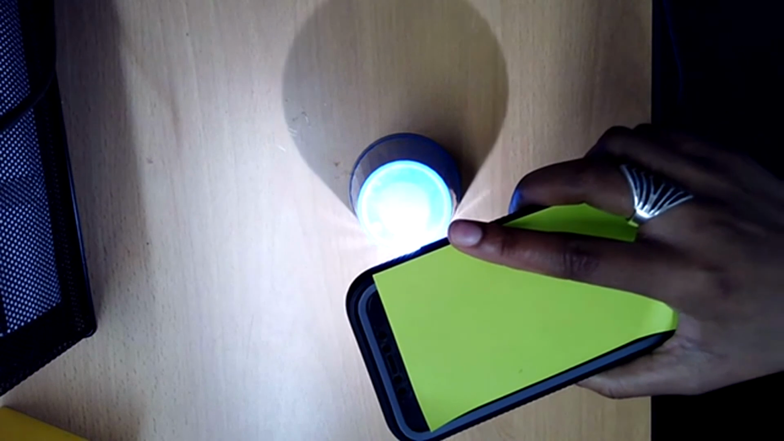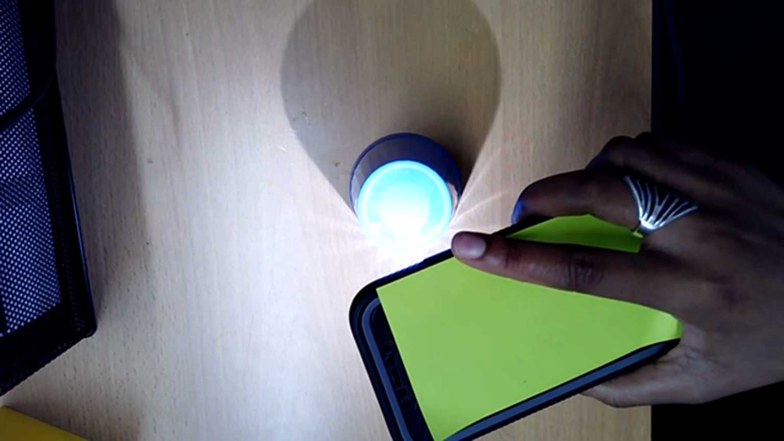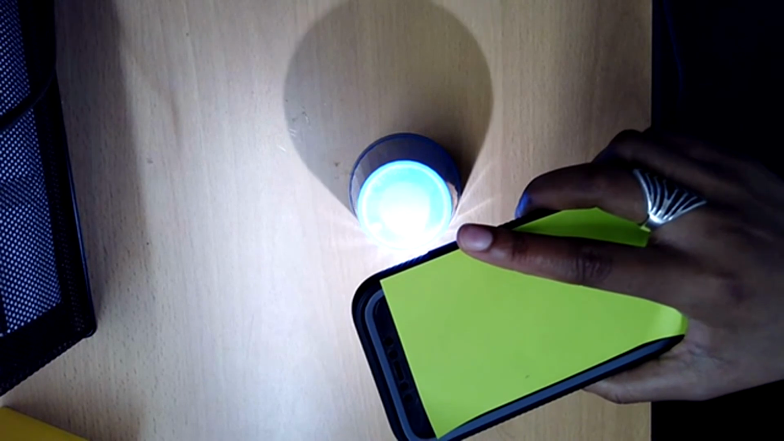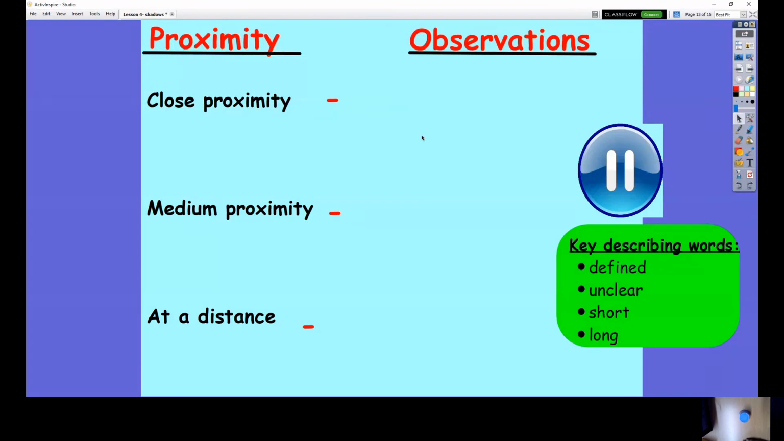You can pause the video now and write what you notice about the shadow. Great, so you should have filled in this section here on close proximity. I'm now going to move on to medium proximity and you are going to record your observations. What can you see about the shadow? Is it defined, unclear, bigger, smaller, more solid, less solid? Okay, let's record your observations for medium proximity.